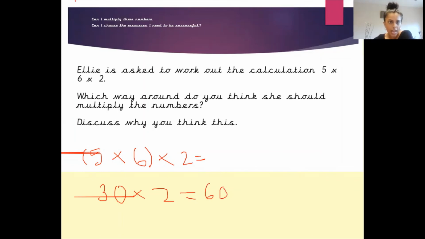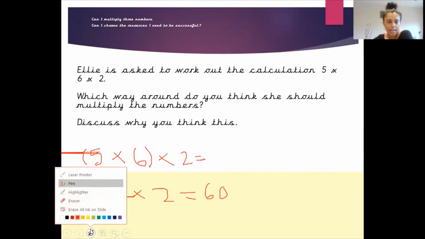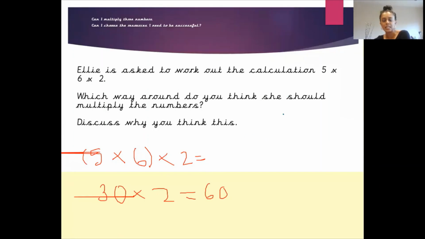I'm just going to change my coloured pen just to highlight the difference. So let's see if we did 5 times 2, first of all, and then we times it by 6, let's see what our answer will be. I'll put my brackets over here. So 5 times 2 is 10, and 10 times 6, sorry, is going to be 60.